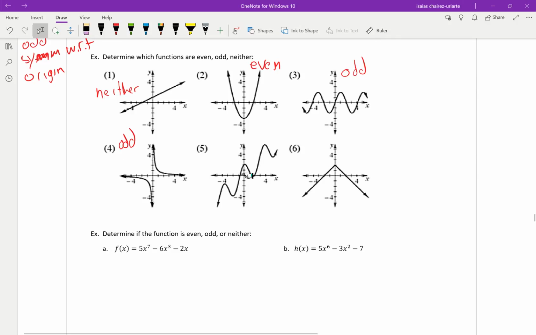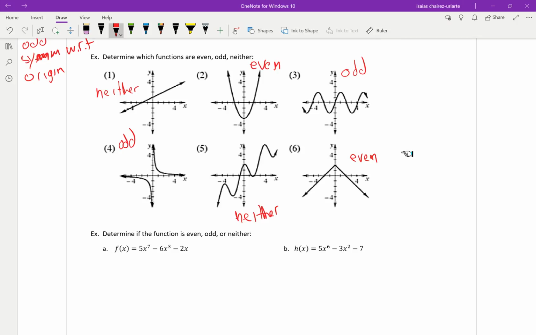What about symmetry with respect to the origin? If I put a pin at the origin and rotate the graph 180 degrees, does it land back on itself? I would say no. I would say that this does not land back on itself. This is neither. And lastly, graph 6. I would say that that's symmetric with respect to the y-axis, so even. Okay, I think that's what we're dealing with here with these little graphs.